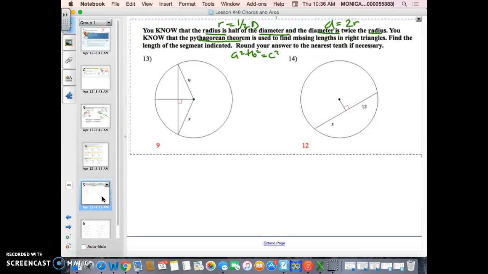Well, first thing I see here is this is considered a radius. And this is also considered a radius because a radius is half of a diameter. So if these are both radiuses, x is going to equal 9.